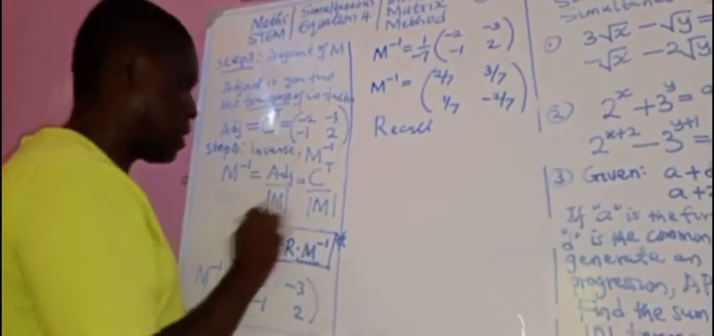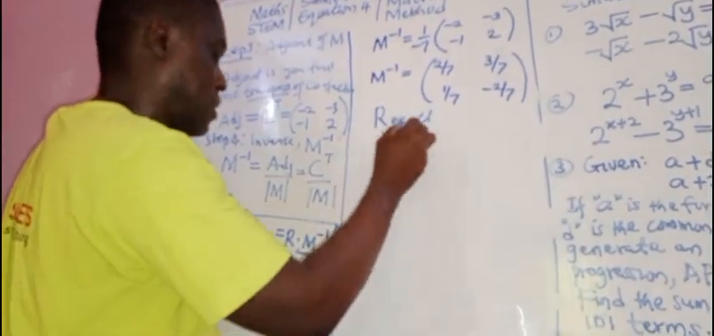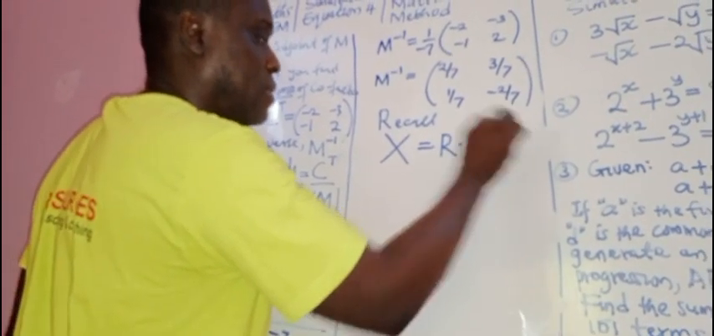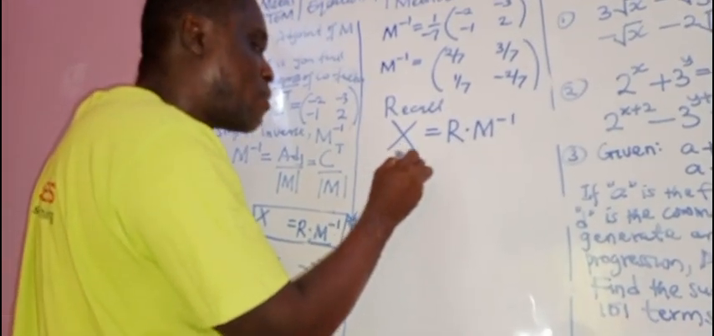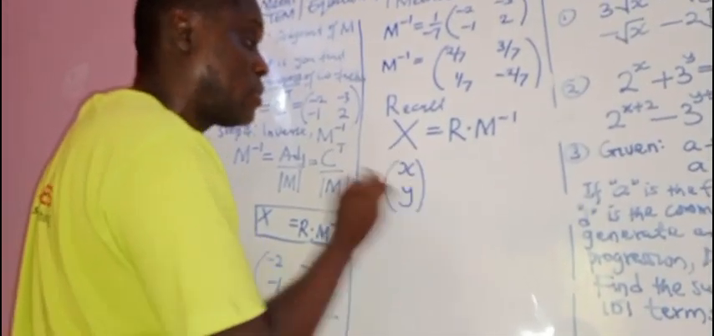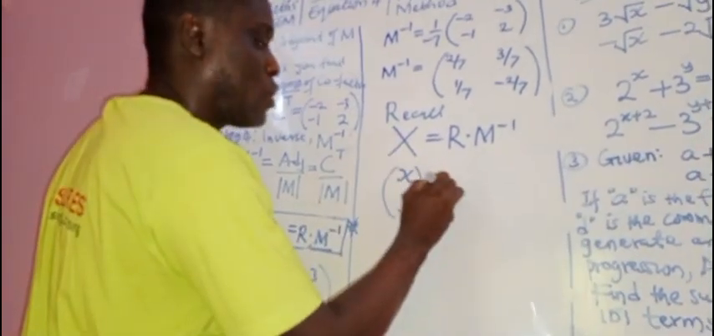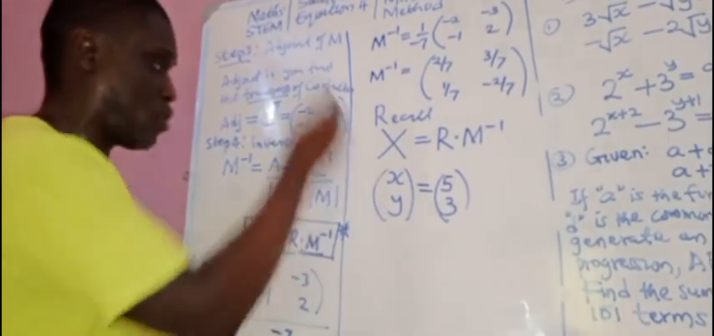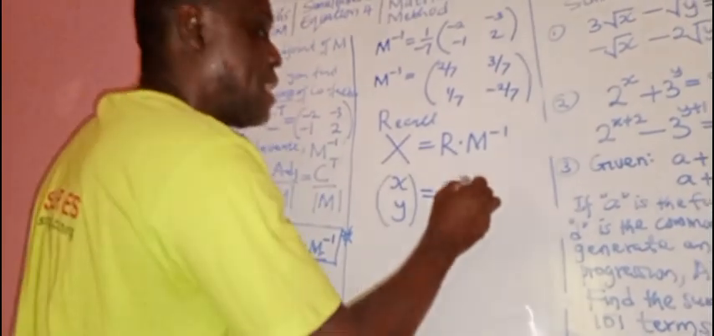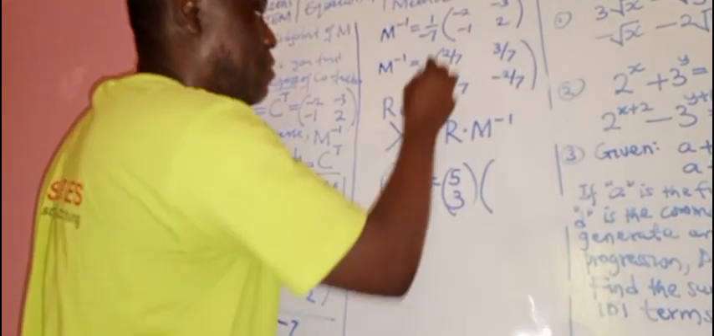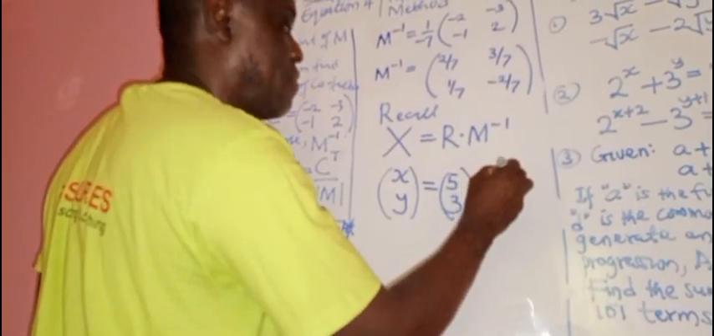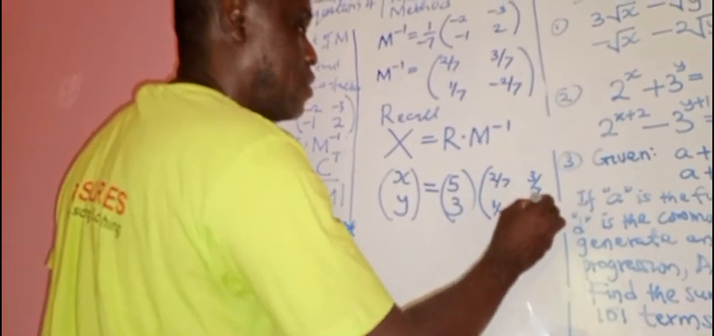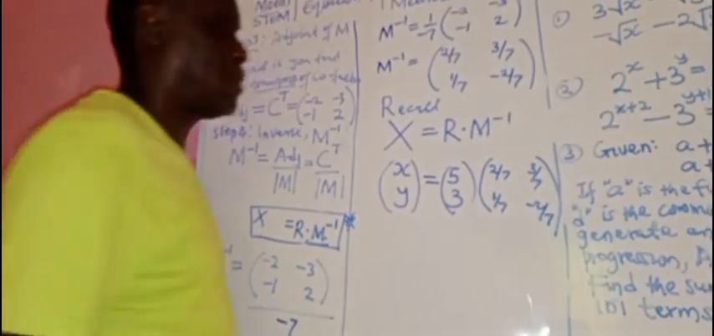Now, you recall that our big X is the result multiplied by the inverse. This big X is actually small x and y, if you recall, equal to the result, which is 5 and 3. I'm referring to the equation that led to this. The dot means times. We know this inverse to be 2 over 7, 1 over 7, 3 over 7, minus 2 over 7. Now, that's it.